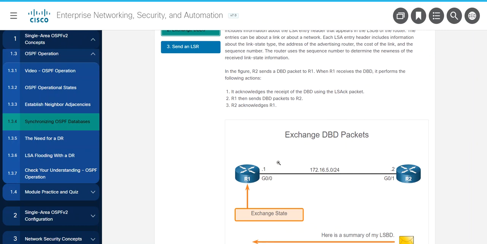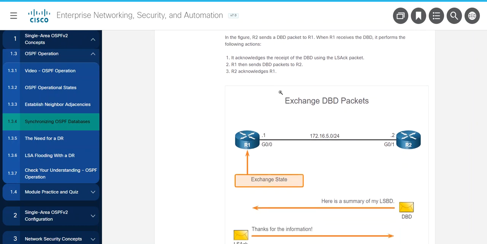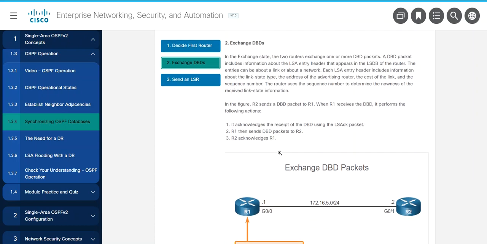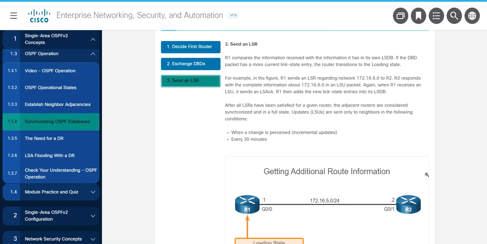So here you see in this figure that it acknowledges the receipt of the database description packet using the LSA packet. So this is the scenario of R2 sending that packet to R1. R1 receives it, acknowledges the receipt. R1 sends the database description packets to R2, and R2 acknowledges R1. So there's a lot of acknowledgement that occurs within this routing protocol.